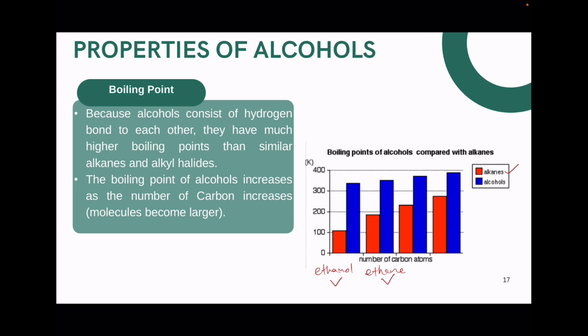Because of what? Ethanol has hydrogen bonding, compared to ethane, which only has weak van der Waals forces. That's why ethanol has a higher boiling point than ethane, even with a similar structure and a similar number of carbons.